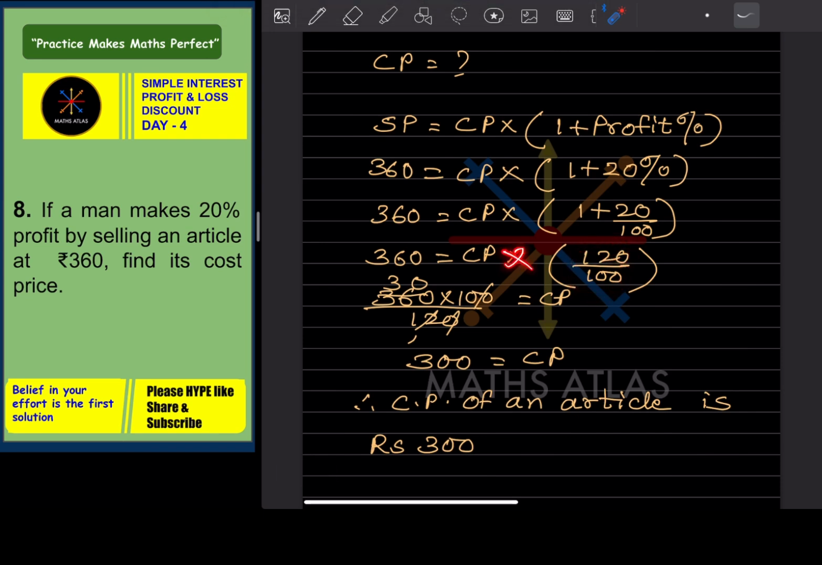Now we can either simplify here, or, because this is multiplication, we can bring this here. So that will be 360 into 100, and this will go in the denominator. CP will stay on the right hand side. After simplifying, we get 300. So 300 is the cost price. We can say the cost price of the article is rupees 300.